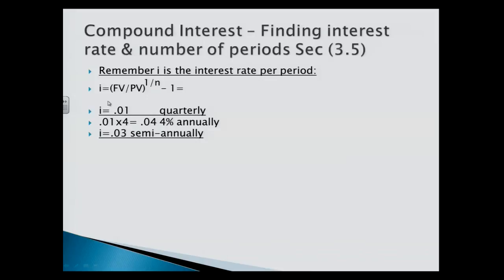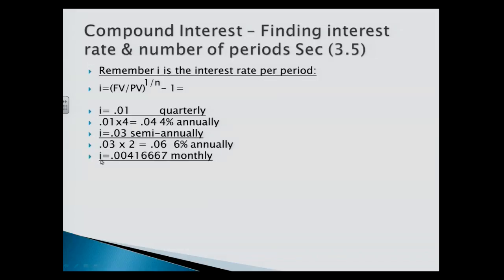When we find I, we always have to convert it to an annual rate. So if I did this formula and I found out that I equals 0.01 and it was compounded quarterly, you would multiply it by 4 to get a 4% annual rate. Next example, if I did this formula and I got I equals 0.03 and it was semi-annual, you'd multiply it by 2 and your answer would be 6% annual.